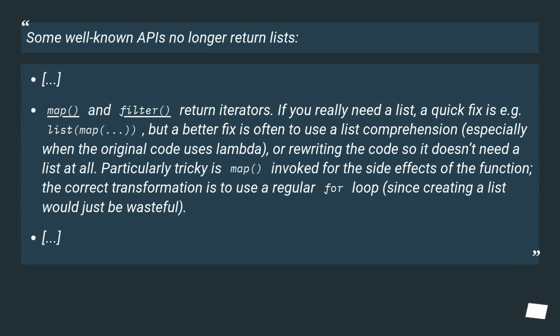If you really need a list, a quick fix is, for example, list(map(...)), but a better fix is often to use a list comprehension, especially when the original code uses lambda, or rewriting the code so it doesn't need a list at all. Particularly tricky is map invoked for the side effects of the function. The correct transformation is to use a regular for loop, since creating a list would just be wasteful.